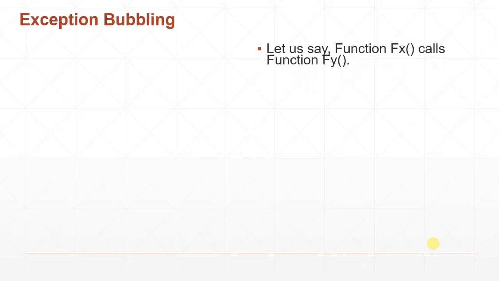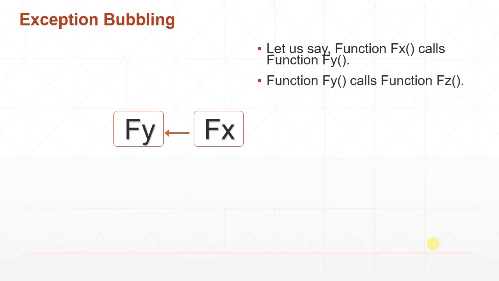Let us see this visually so that we get a clearer picture. Let us say there are two functions, fx and fy. Let's also assume the function fx calls the function fy. So here is the function fx that is calling fy. Let us also consider that there is one more function called fz, and fy is calling that function fz.